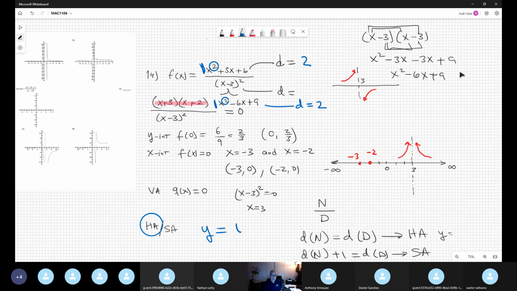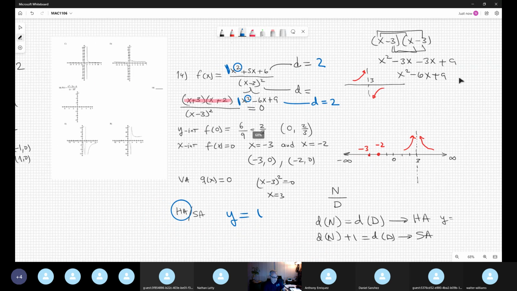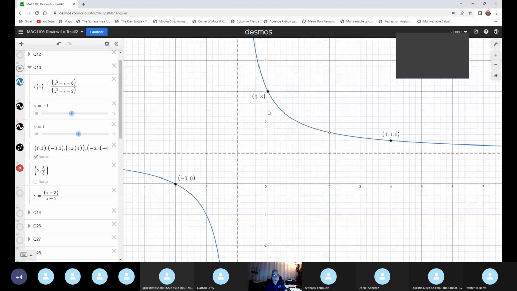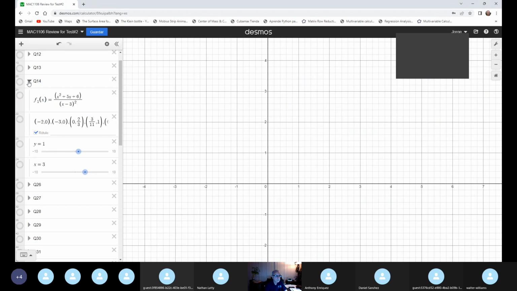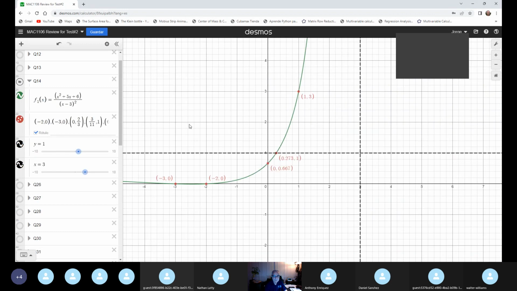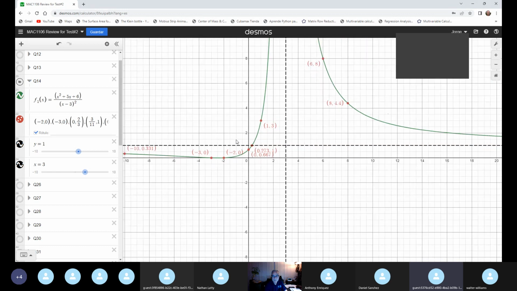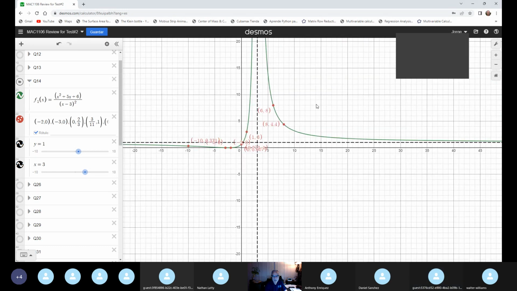Now let me show you the graph in Desmos, and we finish the graph. It's the last one. We're doing well today. Okay, switching to Desmos now. Do you see or no? Question 14. Look, it's exactly what we predicted.